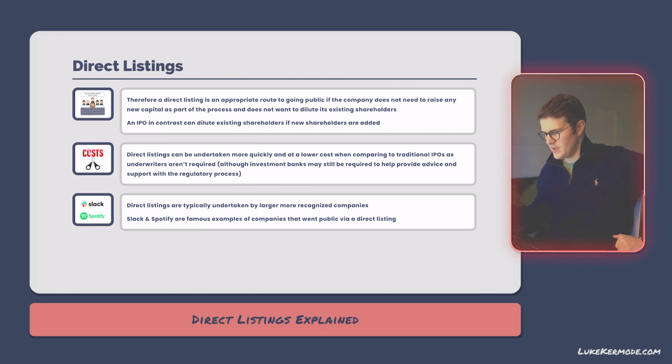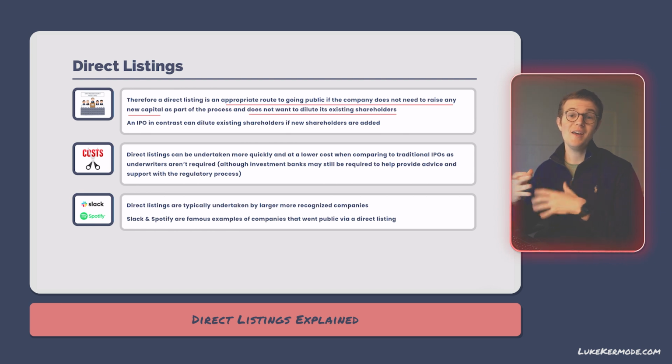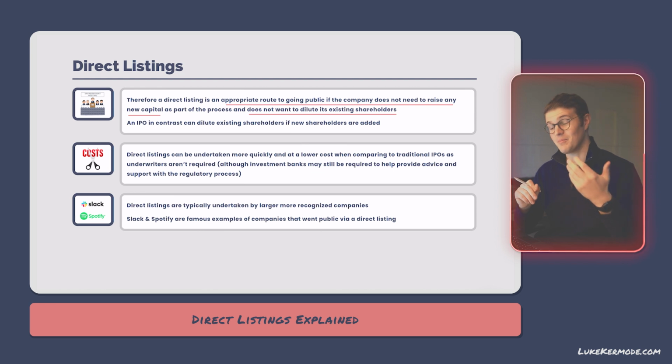Some other points here. A direct listing is an appropriate route to going public if the company does not want to raise any new capital as part of the process. So if the company doesn't need new cash to fund any new growth projects, then a direct listing is more appropriate. And also if they do not want to dilute existing shareholders. So one of the characteristics of an IPO is that existing shareholders may be diluted as part of the process. Because you're introducing new shareholders into the company as part of the IPO, there's the potential for dilution of the existing shareholders, which may make them unhappy.